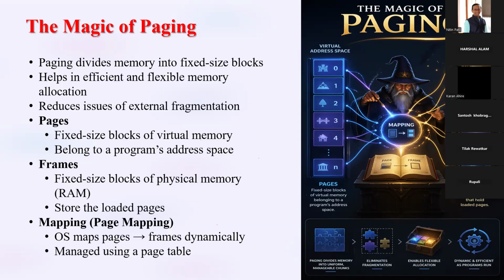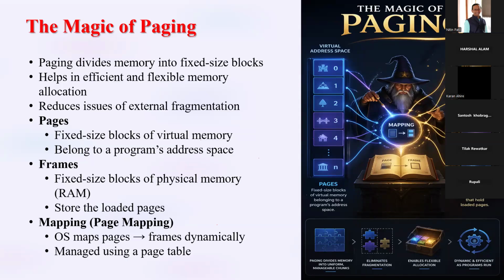Let's break this down step by step. Pages. First, consider the program's virtual address space. Instead of treating it as a huge continuous block, the OS divides it into fixed-size pieces called pages. Each page is a small chunk of the program's memory. Not logical like segmentation, but uniform in size. Think of pages as individual units of memory that can be managed independently.